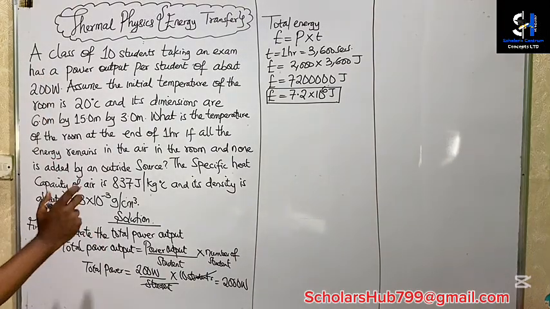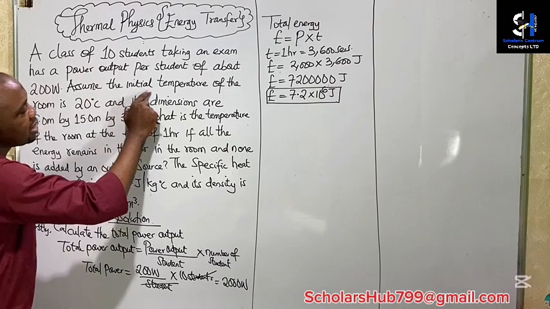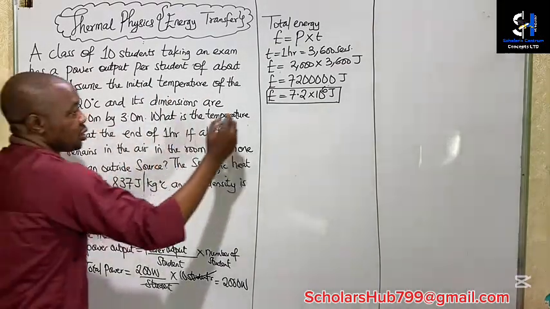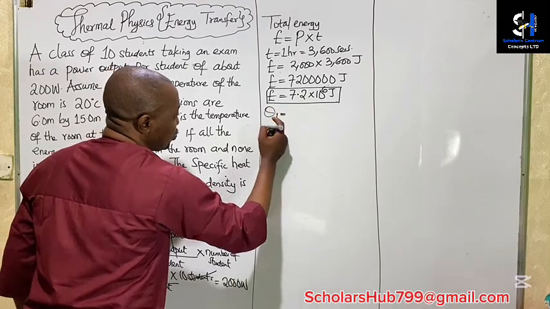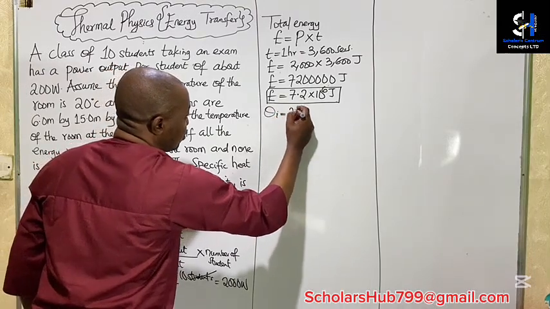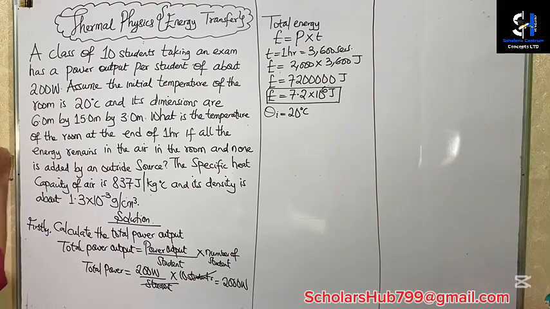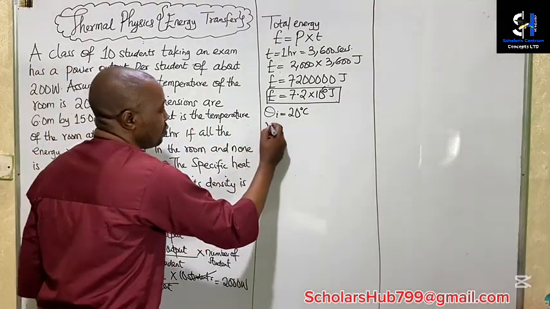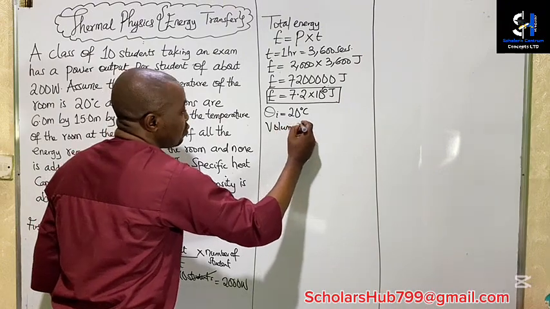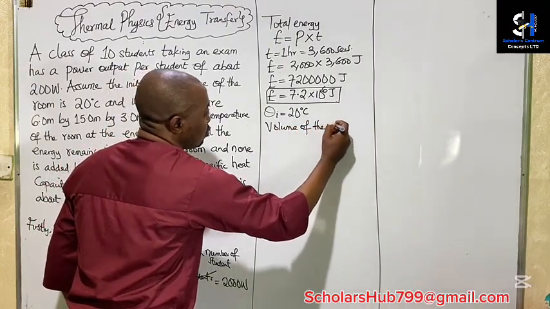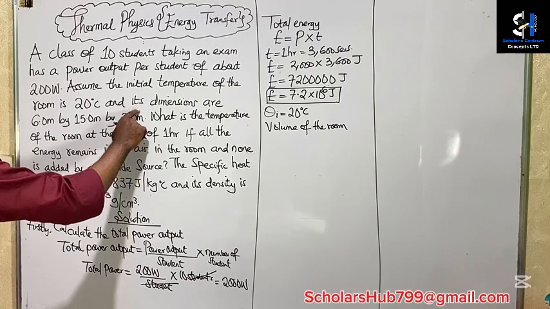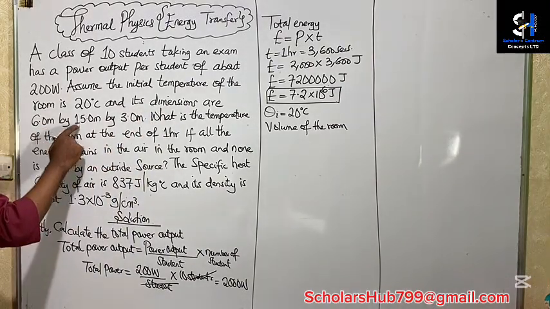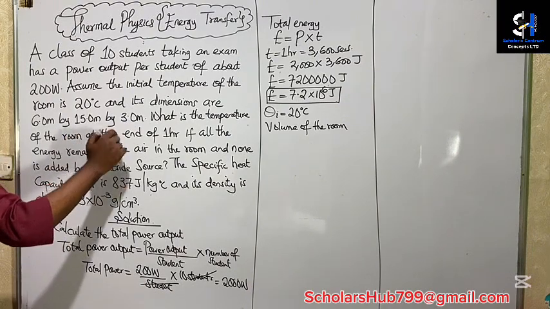All right. So now also we are given here that assume the initial temperature of the room is 20 degrees Celsius. So let's say we have our starting temperature, which is the initial temperature. We are given that to be 20 degrees Celsius. Now, then the dimension of the room. Now let's calculate the volume of the room. We are given that the dimension of the room is 6.0 meters by 15.0 meters by 3.0 meters.